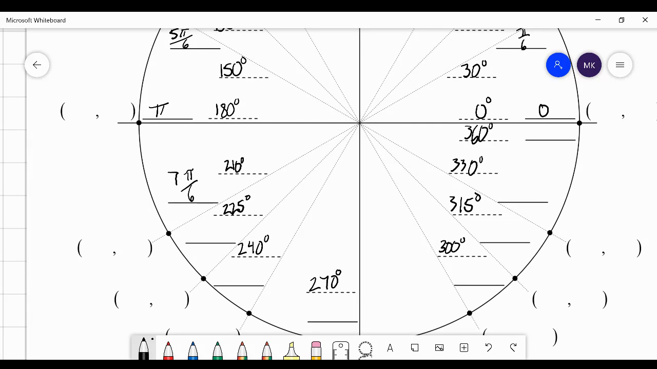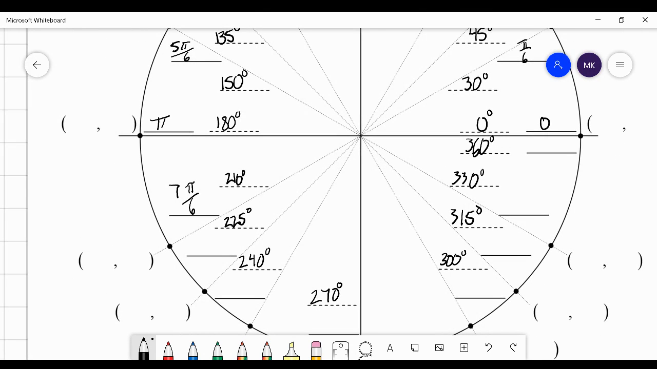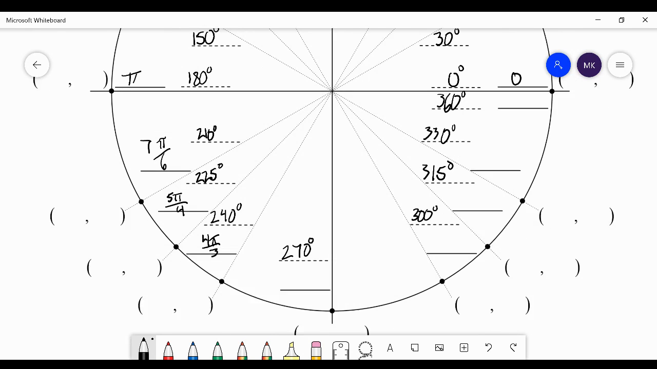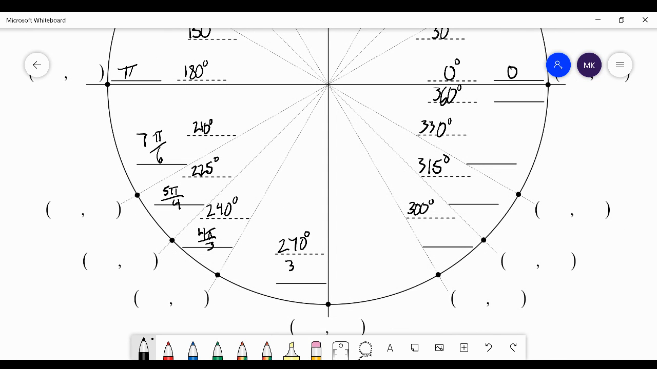So that means that this one here is going to be fourths. So this is going to be 5 pi over 4. That's pretty ugly. 5 pi over 4. And this is going to be thirds. So we're going to get 4 pi over 3. And then 3 pi over 2.